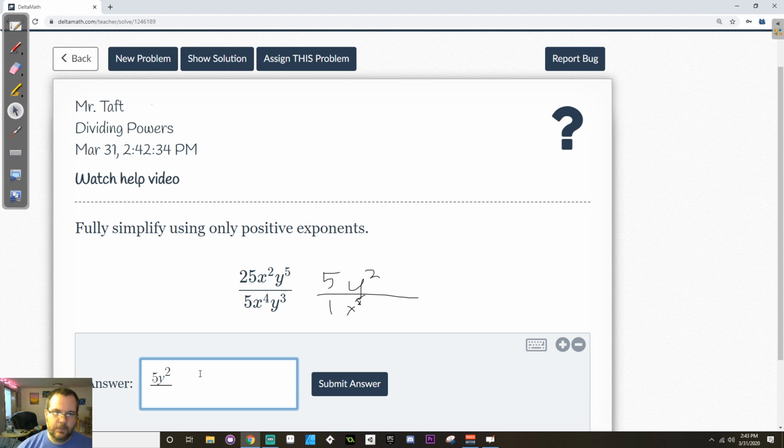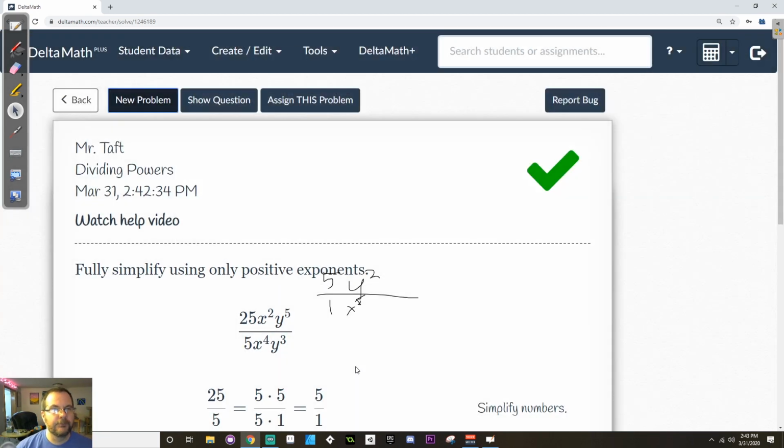divided by, and then on bottom we've got 1x to the 2nd, or just x to the 2nd. You don't have to add the 1. I'm not going to in this case, but if you do add the 1, it's totally fine with that. So there we go.